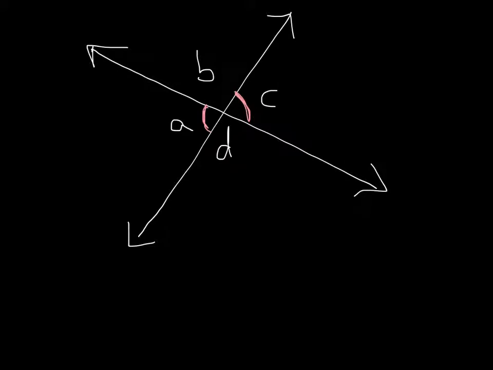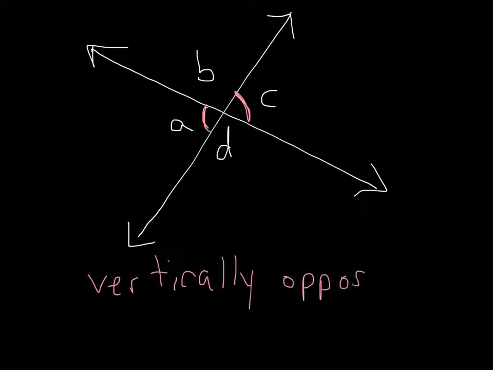Angle A and angle C are called vertically opposite angles. They are vertically opposite angles. And of course, if A and C are vertically opposite angles, could you find another pair that you think are also vertically opposite angles? I hope you do have an answer. I hope you said that B would be vertically opposite from D. They're also vertically opposite.